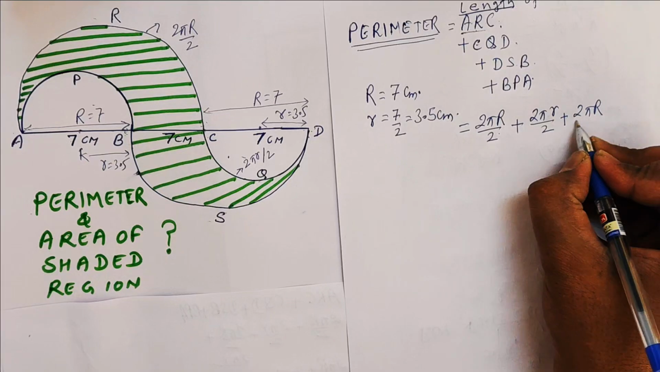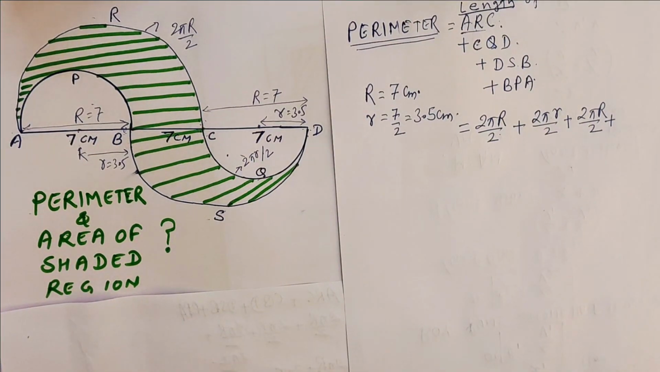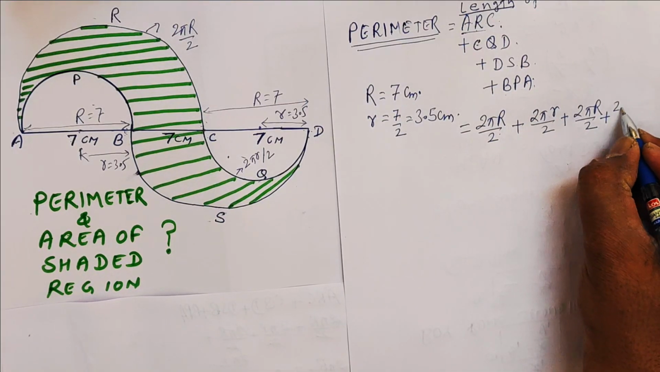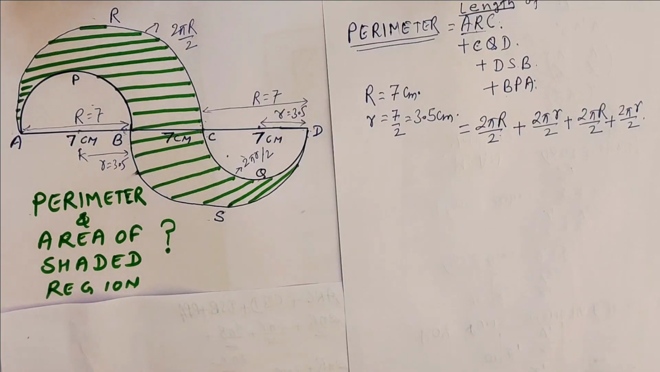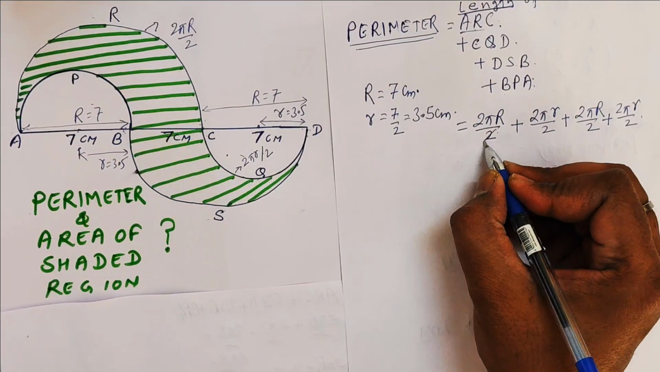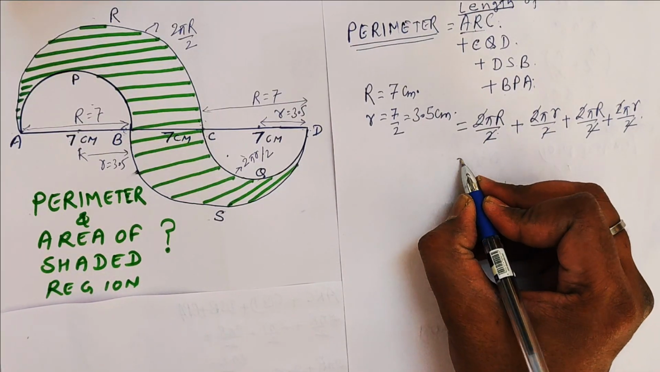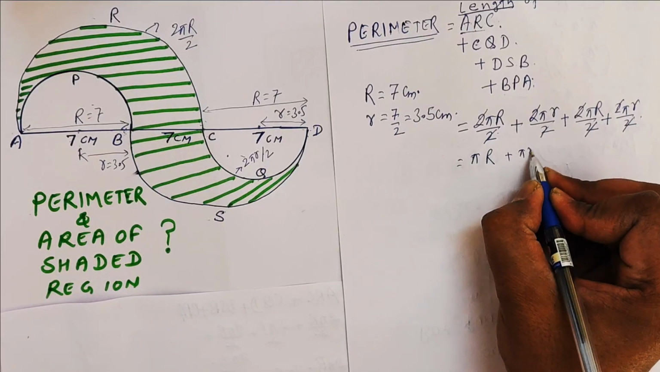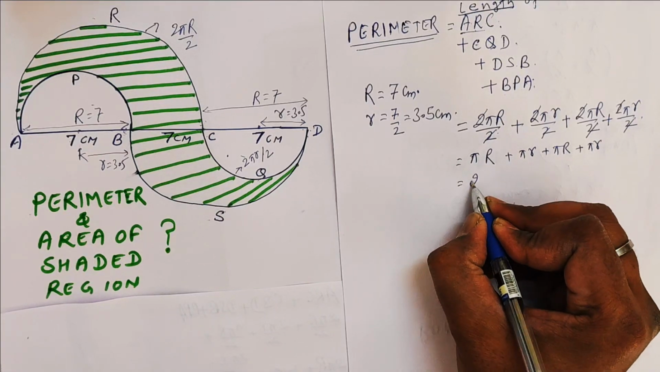Similarly, for all the four semicircles, two bigger and two smaller, we calculate the circumference of those semicircles, that is 2 pi capital R by 2 for the bigger semicircle, and 2 pi small r by 2 for the smaller semicircles, and both these semicircles are coming twice, right? Here you can see 2 will be cancelled in all the four terms, and we are left with pi capital R plus pi small r plus pi capital R plus pi small r, right?